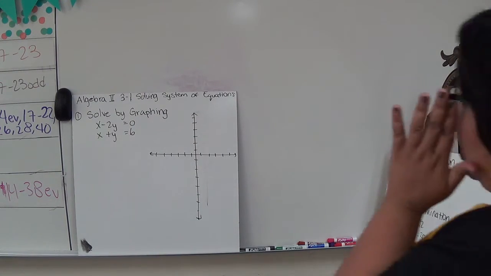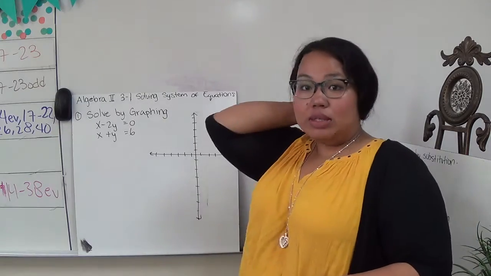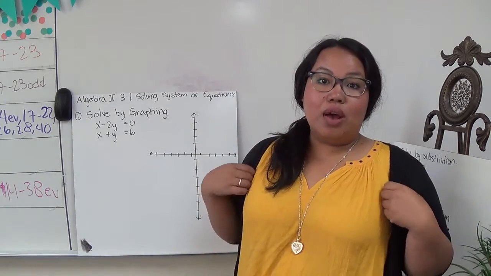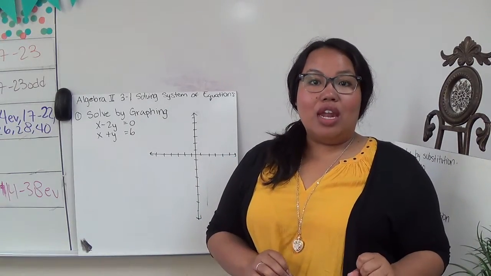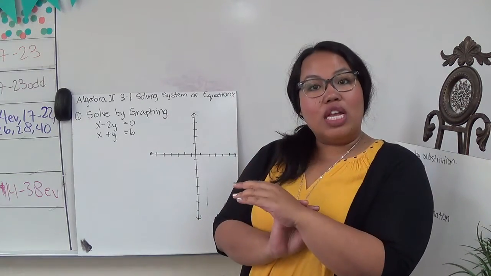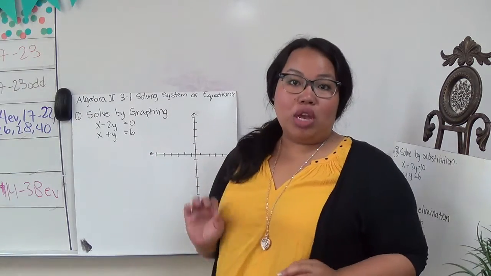In Algebra 1, Section 3.1, we're dealing with solving systems of equations. Now, systems of equations are basically two equations with an overlapping point that they share. And so two lines, when you cross them together, the point where they intersect, that's a solution to the system of equations. So they share a point in common.